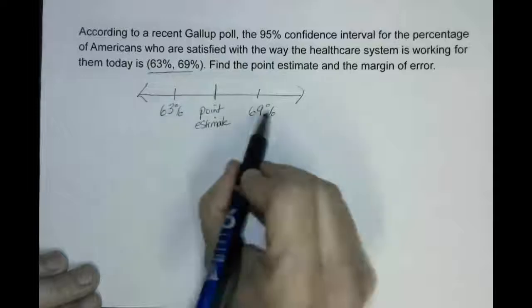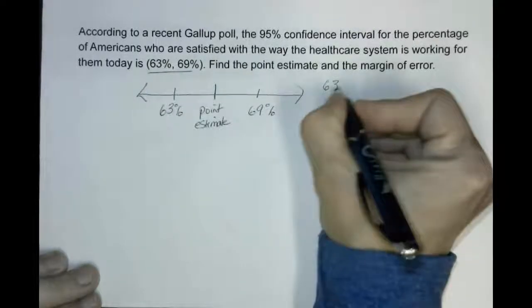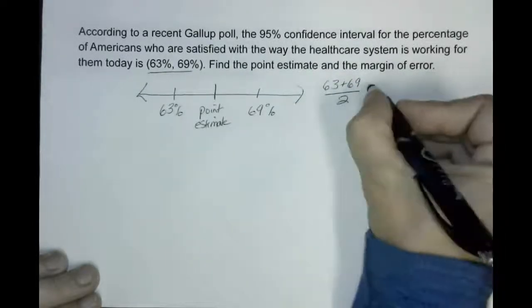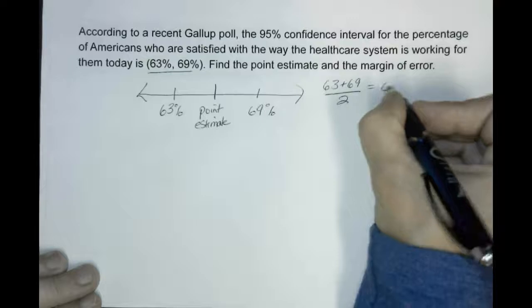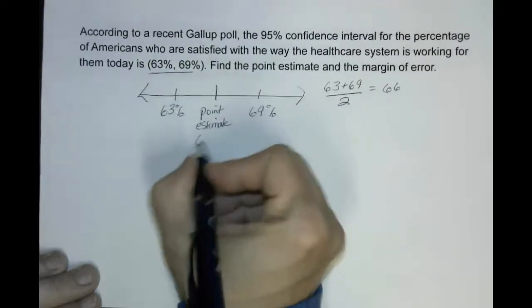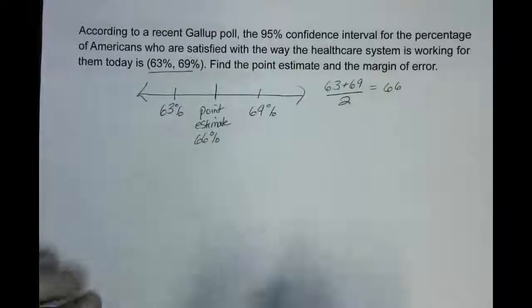So you want to know the number that's exactly halfway between these two, and to get that you can always just find the average of the two numbers. So just add them together and divide by 2, and for this one that's going to give you 66. So your point estimate is going to be 66%.